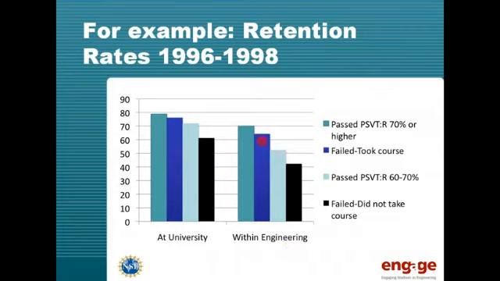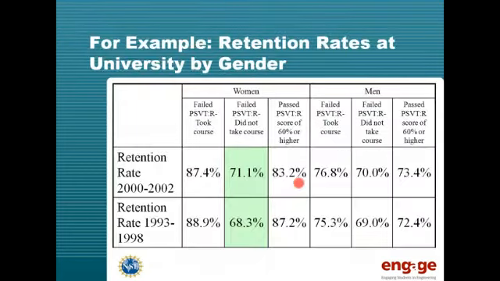For the students who took the course, they stayed in engineering at about 65% compared to about 40% for the students who failed and did not take the spatial skills course. The students who failed the Purdue test and took the course, these are their retention rates at the university, and for the people who passed with a score of 60% or higher, these are their retention rates. These are not statistically significant differences.